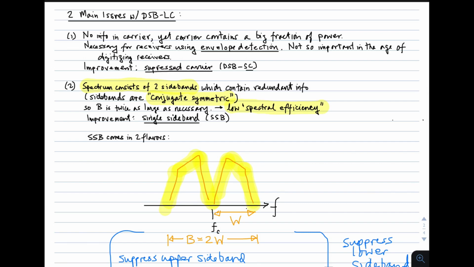Spectral efficiency is the ratio of information to the bandwidth used to send that information. So typically, we want the spectral efficiency to be high. That is, we want to send as much information as possible in as small a bandwidth as possible so as to conserve bandwidth. So the improvement is single sideband. That is only to send one of these two sidebands.